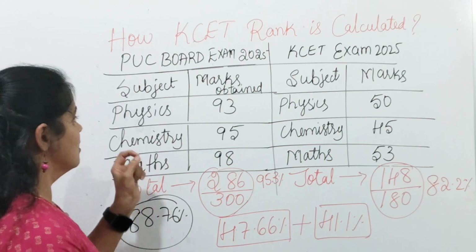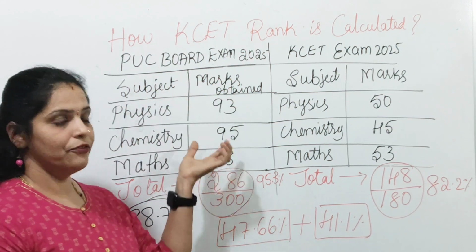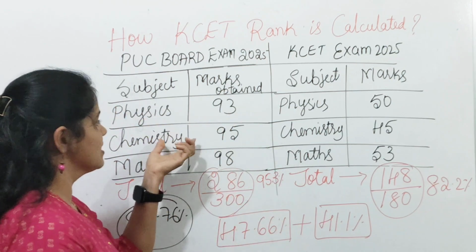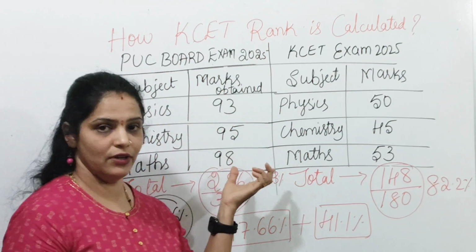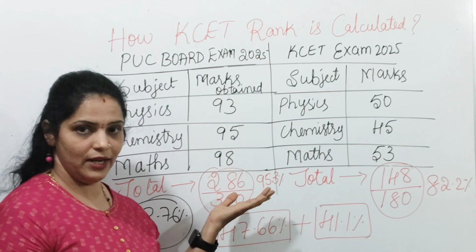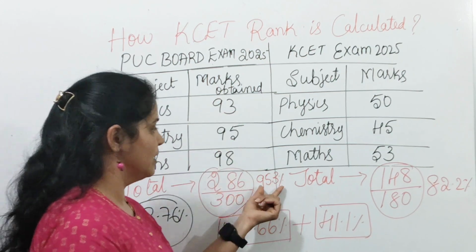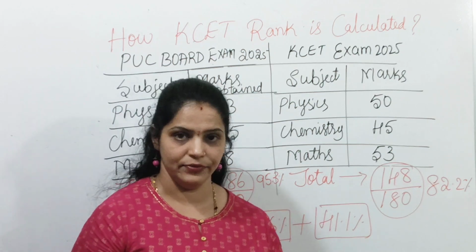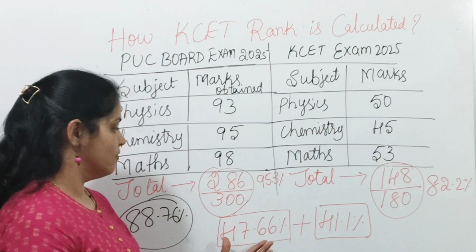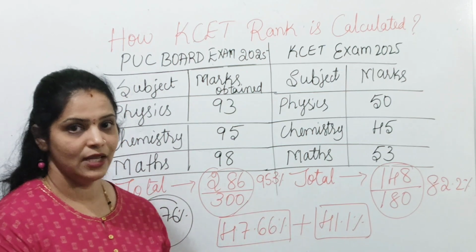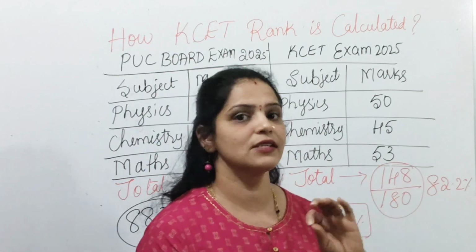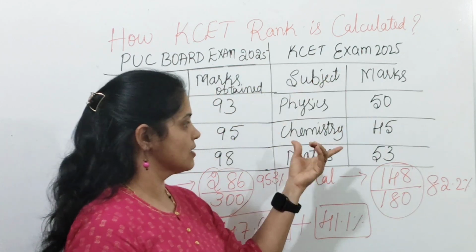Suppose in the PU board exam, in physics you get 93, in chemistry 95, and in maths you get 98, and out of 300, suppose you get 286, your percentage will be 95.3%. And half of that, 50% of this PU board, is 47.66.